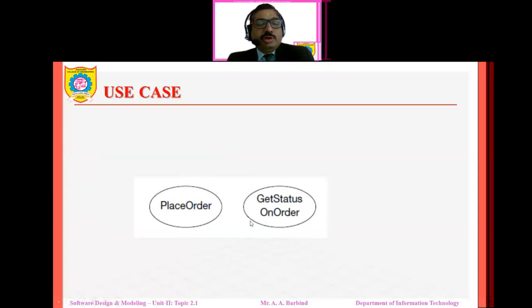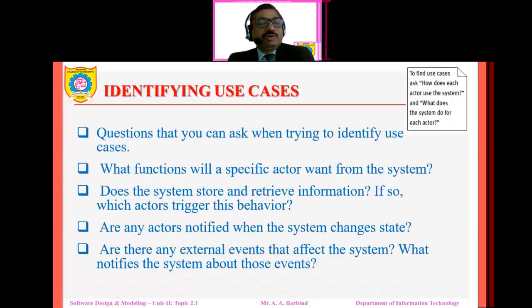So if you are naming the use cases, then you must understand that the name of the use case must start with a particular verb. Okay, so these are the two examples shown of the use cases. Now, how can one identify the use cases? The questions you can ask when trying to identify the use cases are like this. What functions will a specific actor want from the system?